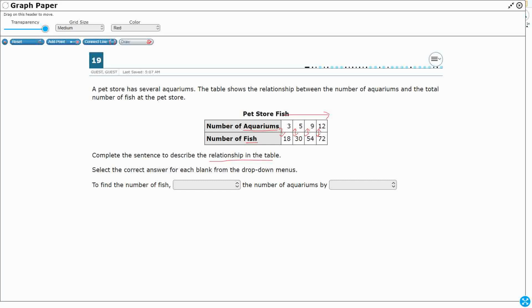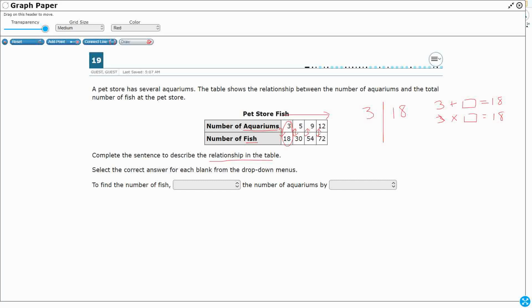Okay, so we've got 3 and 18. Let's look at that number pair. All right, so how do we get from 3 to 18? Well, it's getting bigger, so you've got two different options, right? You can say 3 plus something is going to equal 18, or you could say 3 times something is going to equal 18. Both could technically work, right?